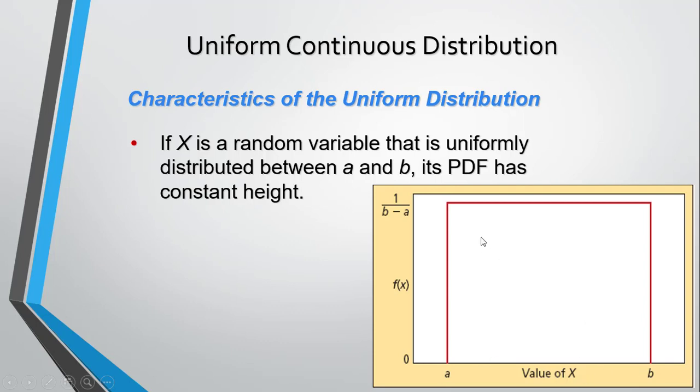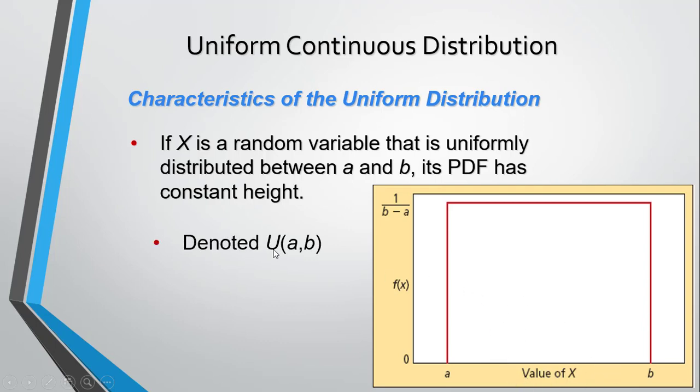It's the base times its height, right? And the base, of course, we know between A and B, the base is B minus A, right? And then in order for total area to be height times base equals 1, you have to have the height as 1 over B minus A. Then multiply that by B minus A, you get an area of 1.